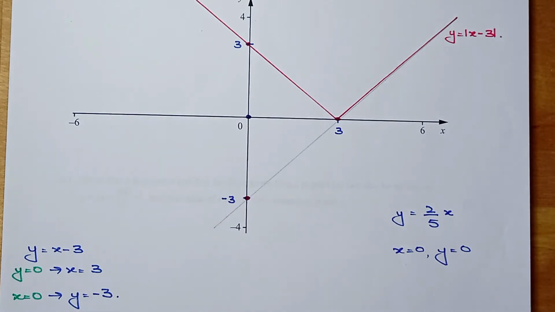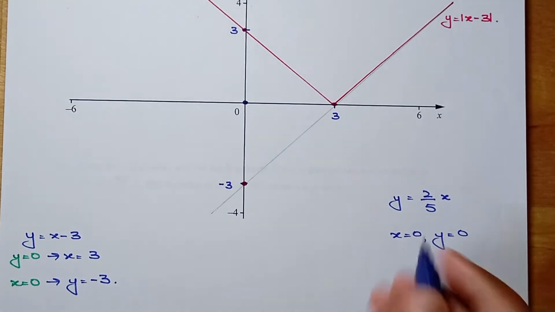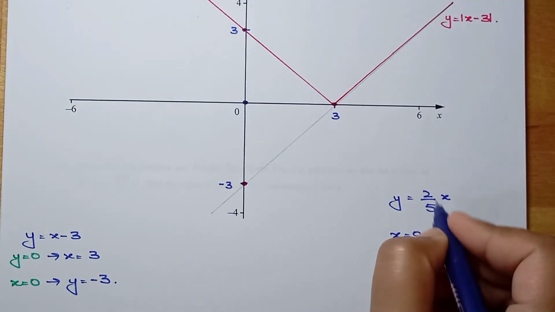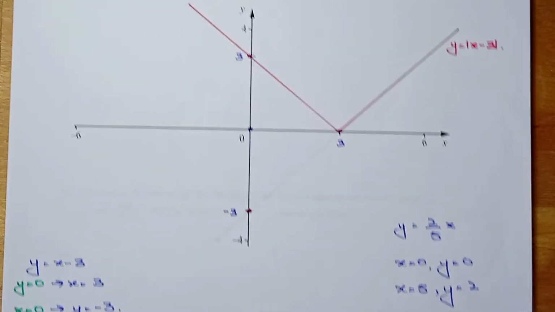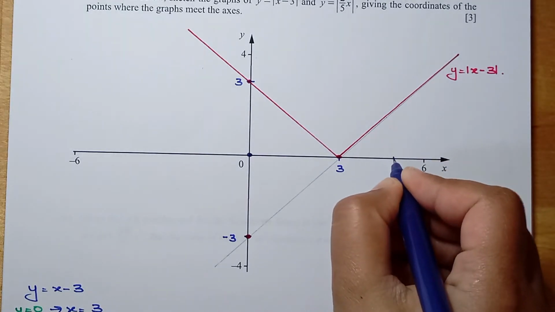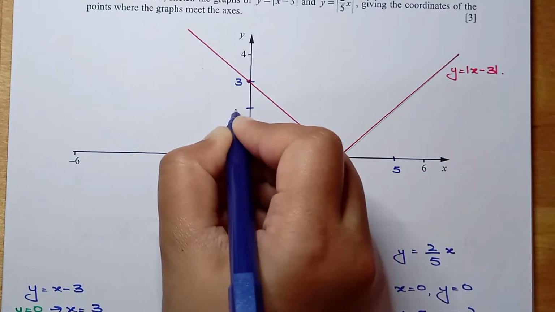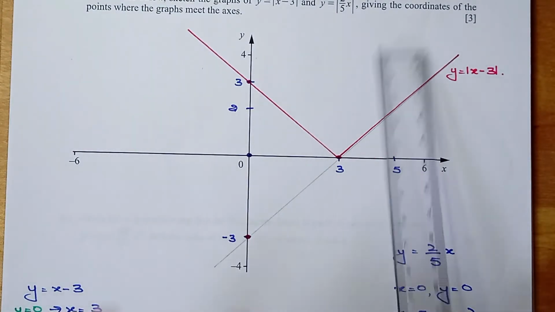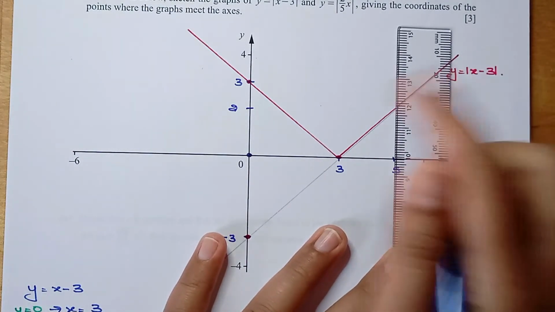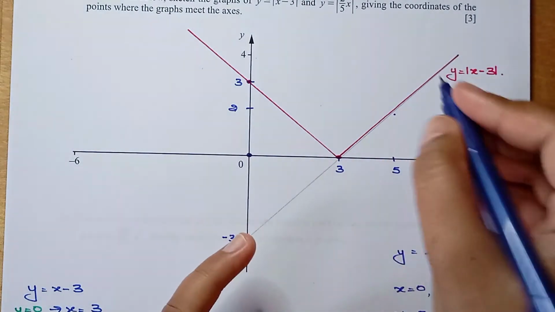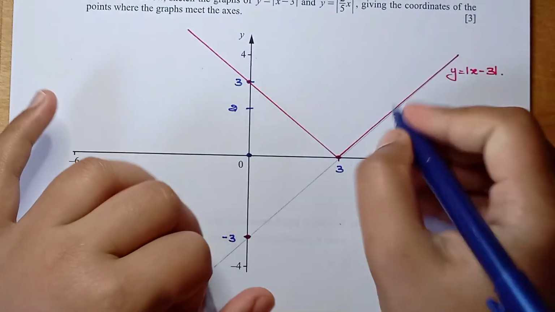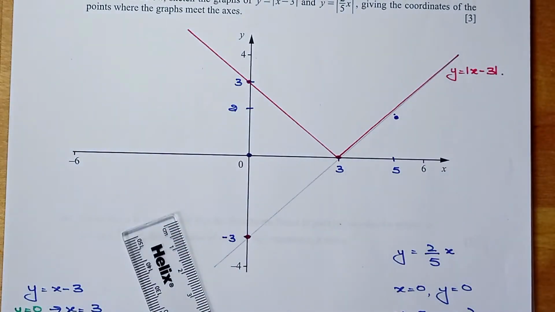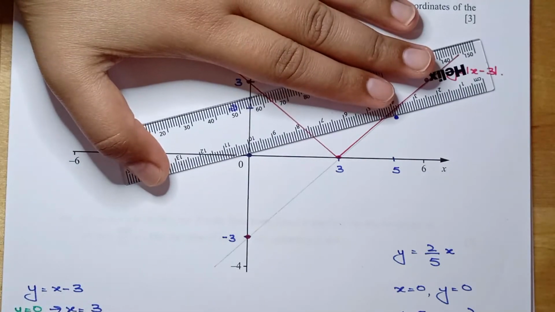Right. How can we find the second point? Okay, let's select the second point, say x equals 5. If I put x equals 5, the 5 and 5 cancel, so the y value is 2. We got y equals 2. So 5, 2, we can take this point. Let's say x equals 5 and the y value is 2. This point. Right. So now I have to connect these two points.